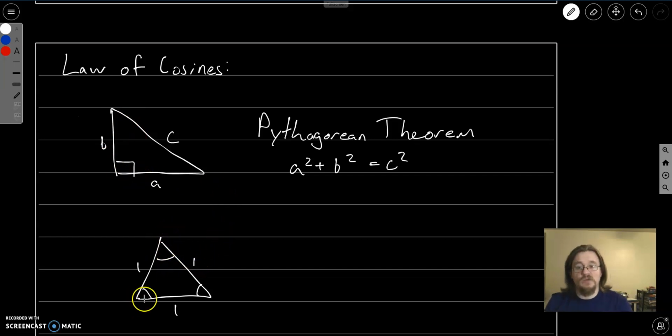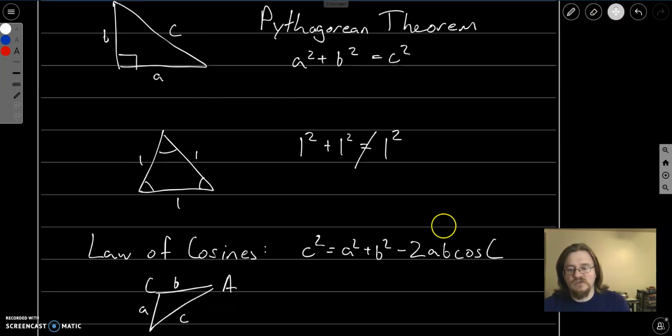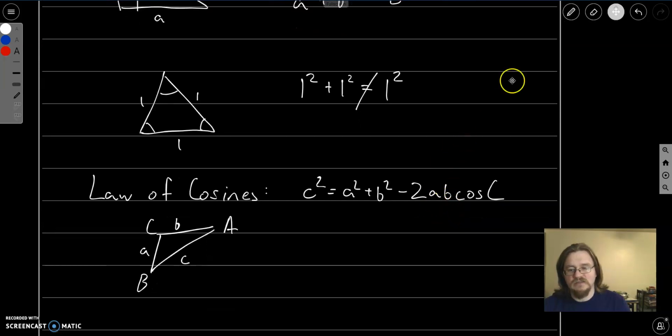If we take an equilateral triangle, where all the sides are the same length, and we try to write down 1 squared plus 1 squared is equal to 1 squared, well, that's just not correct. 1 squared plus 1 squared is 2. So 2 is not equal to 1. So what could we possibly do with triangles that aren't right triangles? And the answer is we have the law of cosines. The law of cosines says the following.